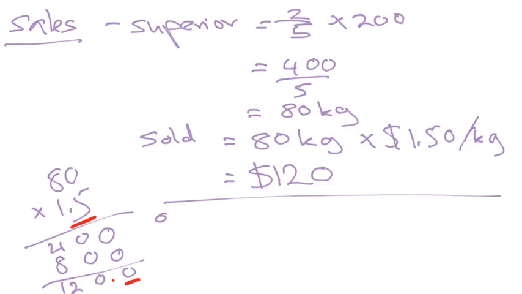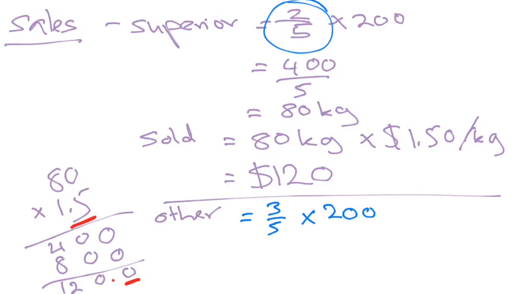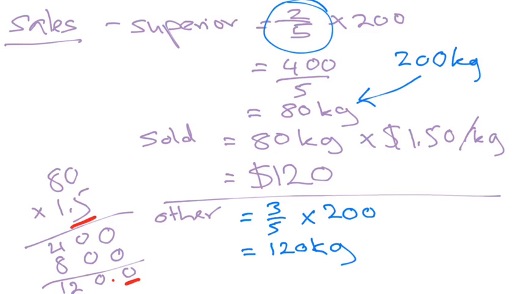Then we've got to look at the rest of them. So we know that 2/5 of them were superior. So the rest, that must mean 3/5. So 3/5 of that 200 kilograms are not superior quality. So there's two ways of looking. We can multiply it like that, and that will work out to be 120 kilos. Or you can think, well, I know I've got 200 kilos in total. If 80 of them are superior quality, that means 120 is what's left over.